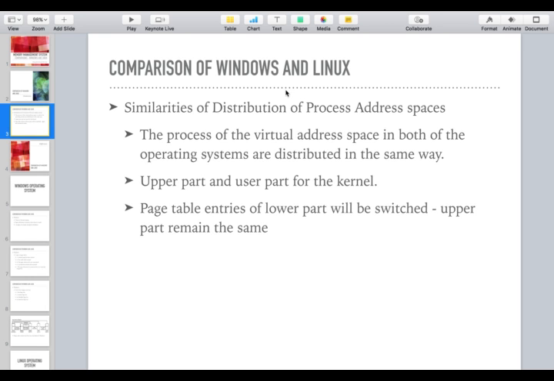So, similarities of distributions of process address space in Windows and Linux. The process of the virtual address in both of the operating systems are distributed in the same way. The lower part is used by the user and the upper part for the kernel. The upper part points to the same kernel code.